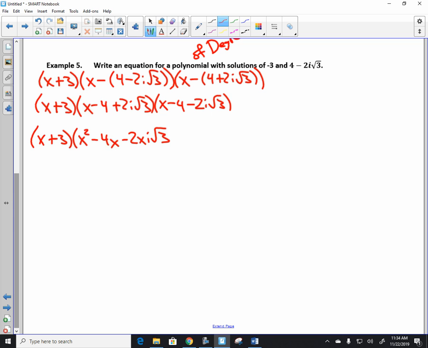Now I have to move on to -4, so it's a minus 4x, plus 16. I took 4 times that, and 4 times that, plus 8i root 3. Plus 2xi root 3. This times this, yes, 2xi root 3 minus 8i root 3.